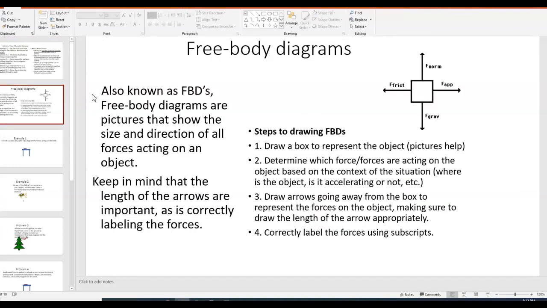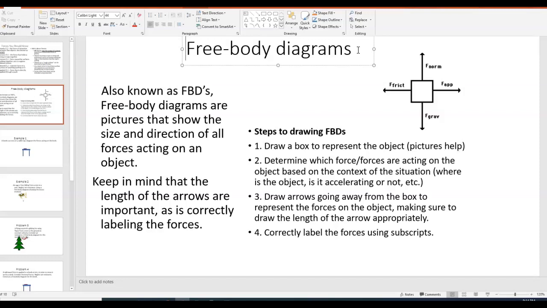What we're going to do now is draw FBDs. FBD stands for free body diagram. Basically, a free body diagram is a diagram that shows all of the forces acting on an object. Now, it's really important, two things. Number one, a free body diagram has nothing to do with which way an object is moving. A free body diagram does not tell you which way an object is moving. All it does is tell you the forces acting on an object and which way those forces are acting.